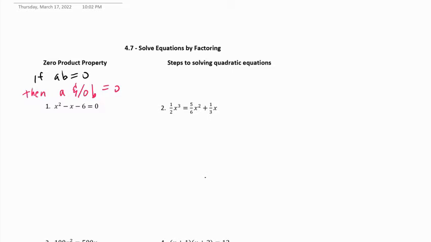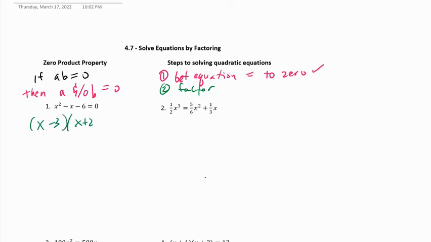So if we're solving quadratics to get a solution, quadratic means we have a square term, we're going to get the equation equal to zero. So in example number 1, it's already equal to 0. So we're done. Second step is factor. So x squared minus x minus 6 factors to x minus 3 times x plus 2.